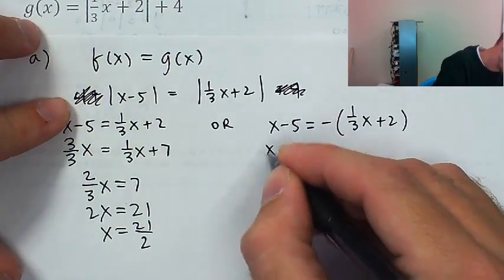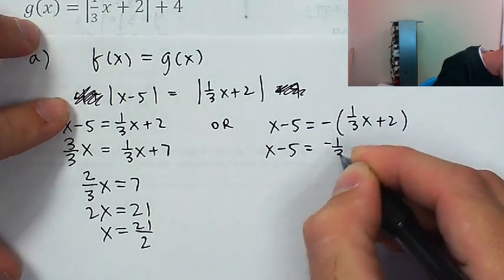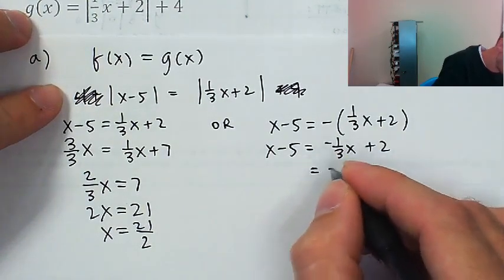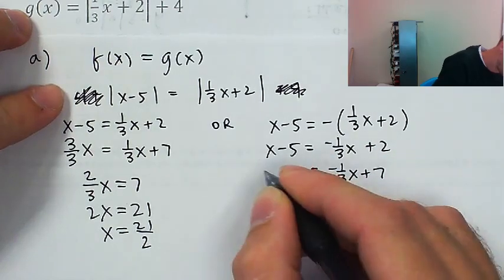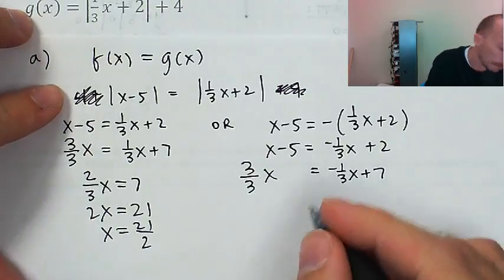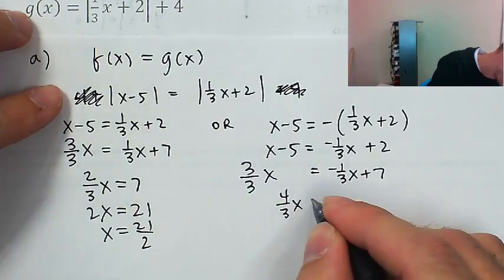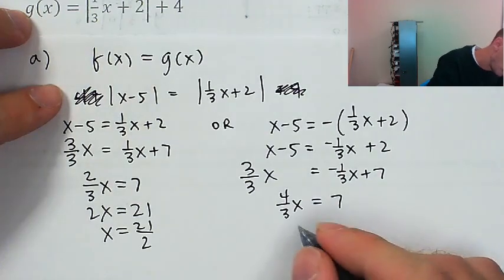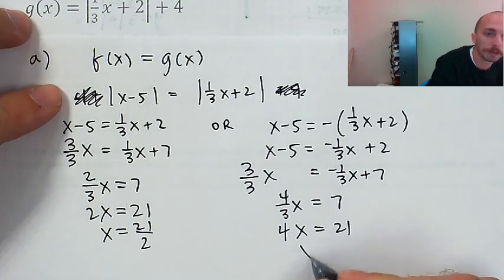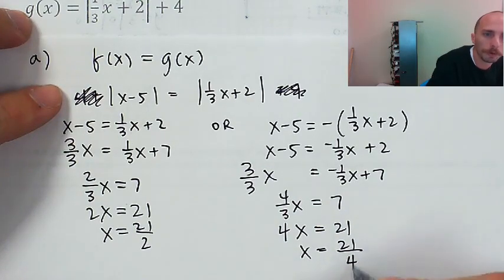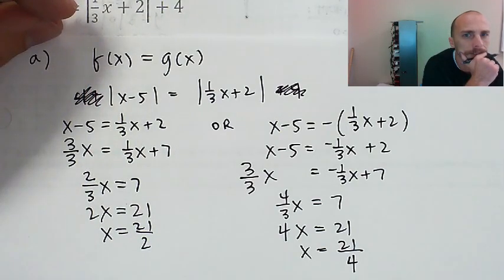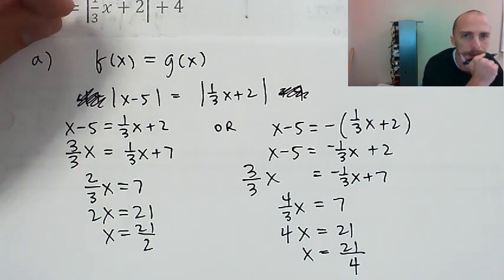Now over here, this would be where x minus 5 is negative 1/3 x plus 2. So I'm going to need to add 5 to both sides. But this is 1x, so that's 3/3 x, and when I add a third, I'm going to have 4/3 of x equaling 7. Now I'm going to multiply both sides by 3. That was 4x equals 21. Divide both sides by 4, and I get 21 over 4. Wait a second. Hold on. Oh, that's weird. Did not expect that to happen.